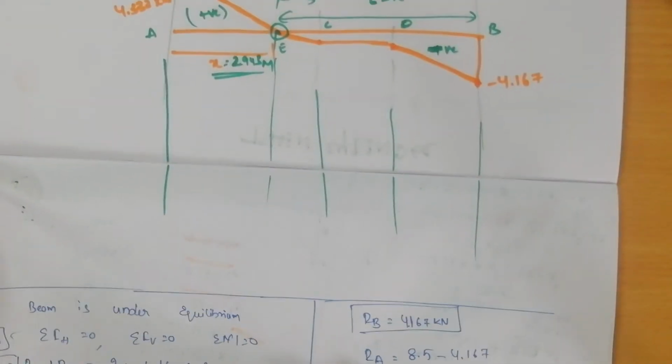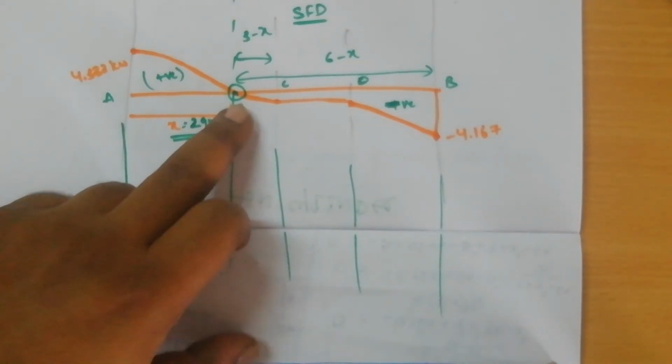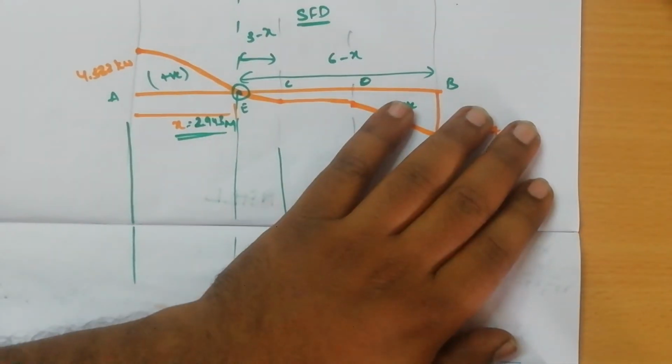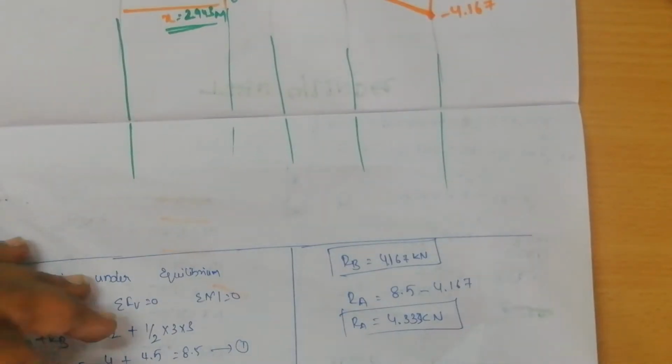Where is your point D? D you already solved, no? So bending moment at point E. Where is your point E? Here is your point E. So either you can solve it from the left side or you can directly solve it from here. It's up to you. Both ways we are going to get the answer. Now I will try to solve.